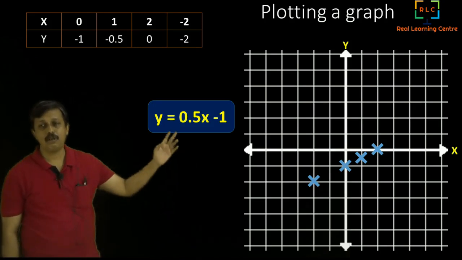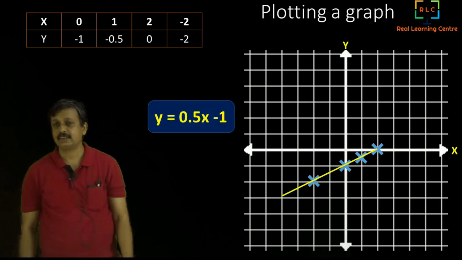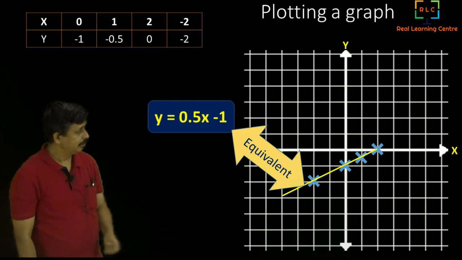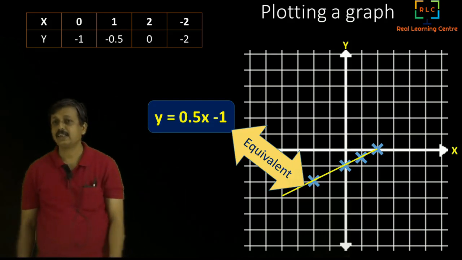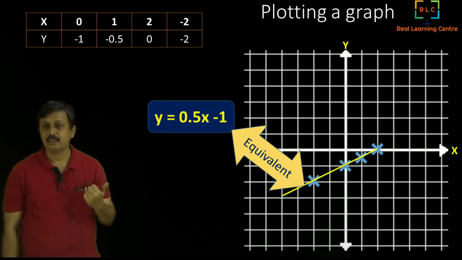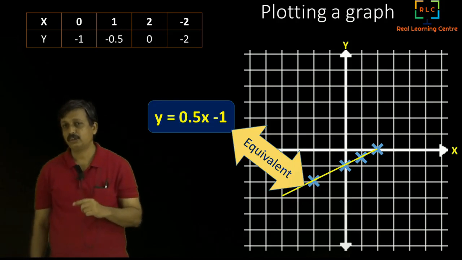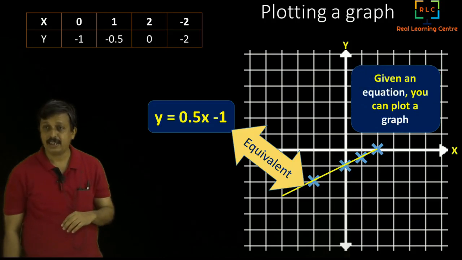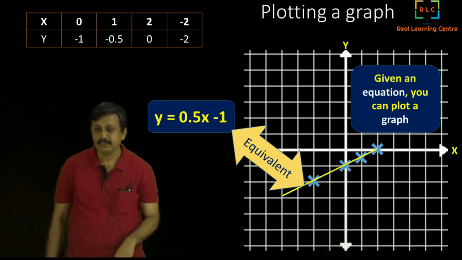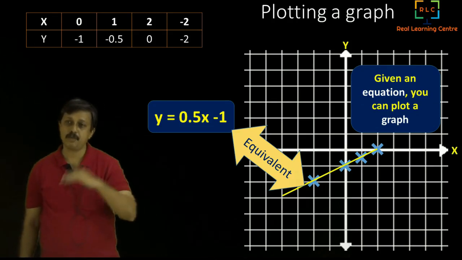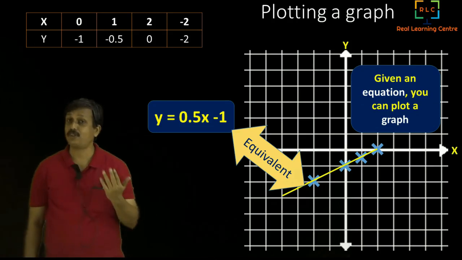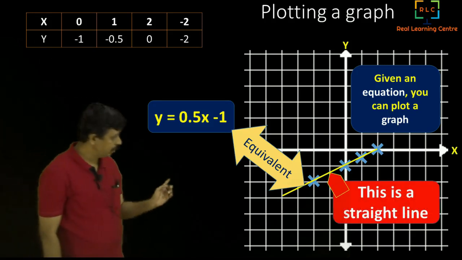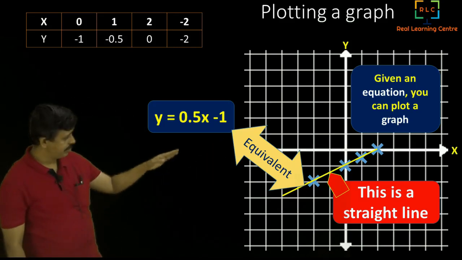Now you can plot a line joining all these points, and you can very clearly say that this line is equivalent to this equation. So equation and line are equivalent. We took an equation and plotted a line, a graph. This is how we can take an equation and plot a graph, or look at a graph and get an equation out of it. They are very related to each other. This line is a straight line. You can see it's a very nice straight line.